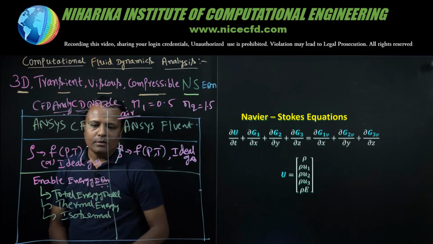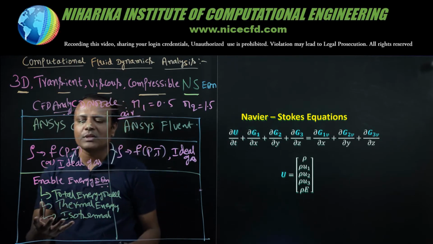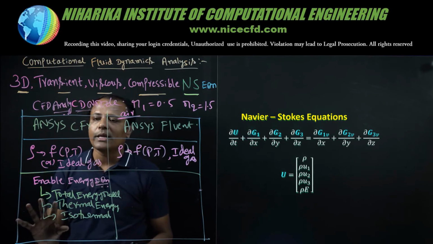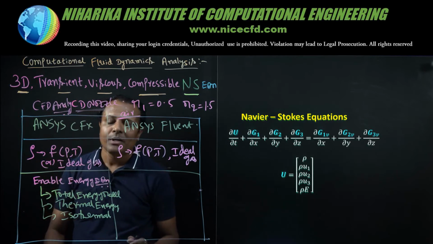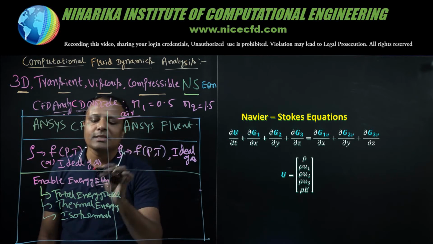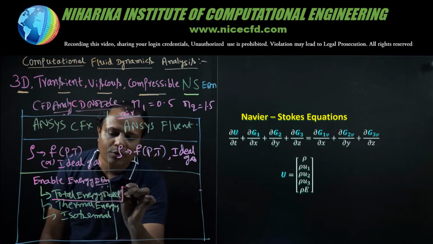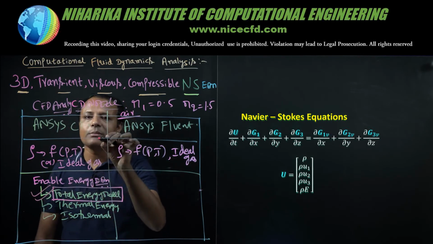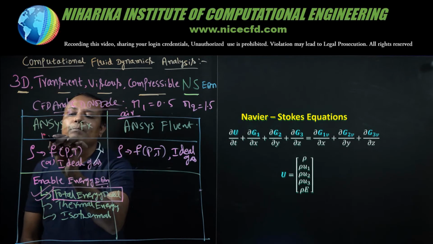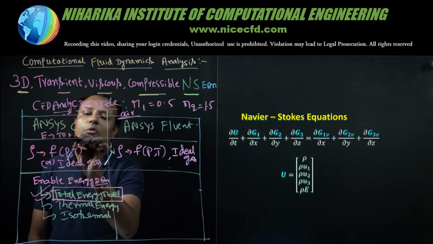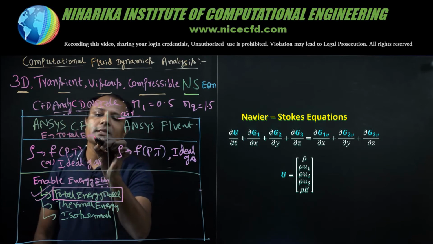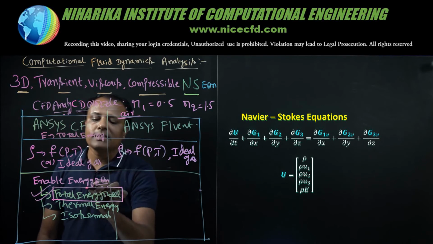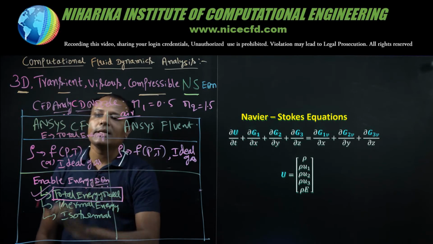So, CFX users, be aware: if you see the documentation of the solver, I am not talking about the tutorial document, the solver document, the developer of the solver suggests for compressible flows we should take the total energy model. Why do we have to take the total energy model? What is your E? Your E is called total energy, which is a sum of kinetic energy plus internal energy. That is the reason you have to select a total energy model.